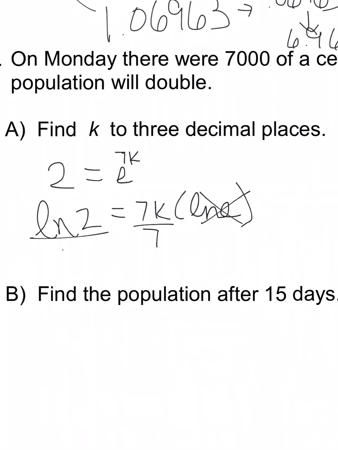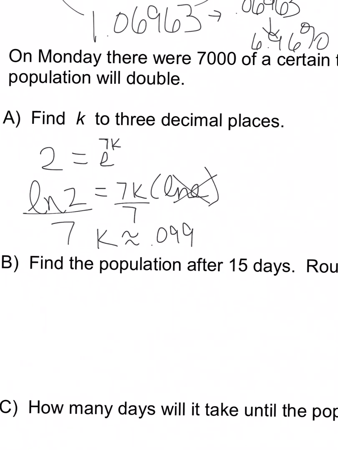Now we divide by 7, and now we have natural log 2 over 7, and that gives you approximately a k value, which is your rate, of 0.099. Now, since this is doubling, that means it's exponential growth. Your k, or in this case k or r, depending on what variable they want to use for that rate, if it's doubling, that k value should be positive, which it is. If it's exponential decay, then that k value should be negative. So that's just a general check to see if you did your math right.